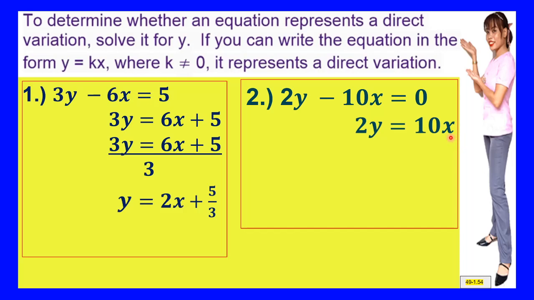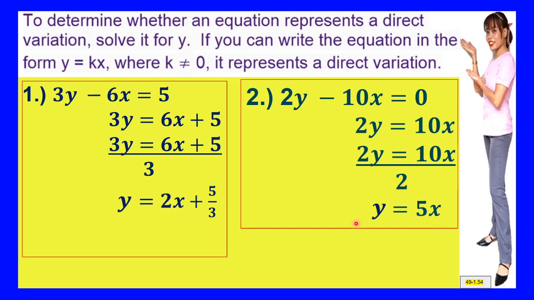Every time you transpose a certain term to the other side, the sign would change. A negative term becomes a positive term, and if a positive term is transposed to the other side, it becomes a negative term. Now, the numerical coefficient of our y here is 2, so we will use 2 as our divisor. 2y divided by 2, the answer is y. Copy equal sign. 10x divided by 2 is 5x.